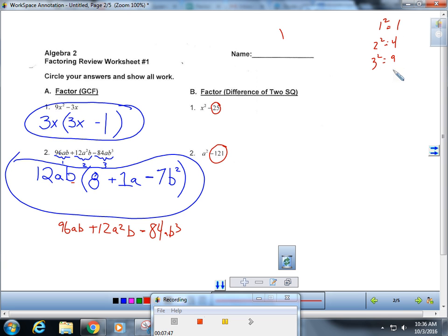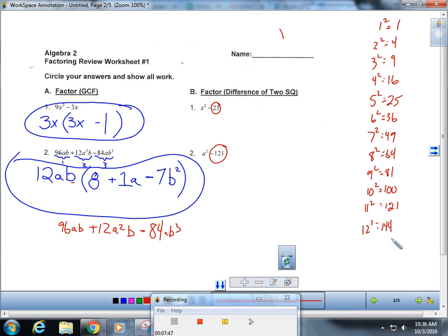3 squared is 9. 4 squared is 16. 5 squared is 25. 6 squared is 36. 7 squared is 49. 8 squared is 64. 9 squared is 81. 10 squared is 100. 11 squared is 121. 12 squared is 144. You can keep going, but I'll just stop there, okay?